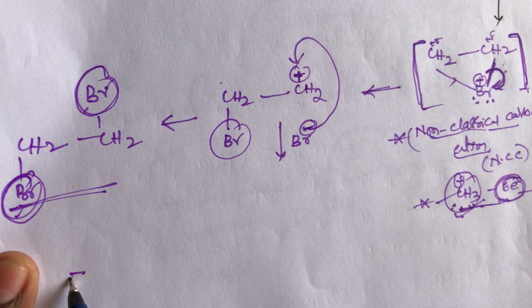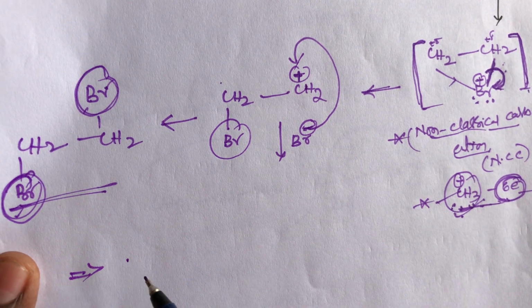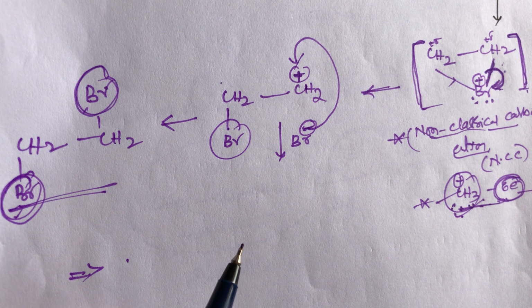One more point, students: in anti-addition reaction, carbocation is not formed and rearrangement is also not possible. This is the important simple trick, students, for halogenation, that is, addition of halogens.